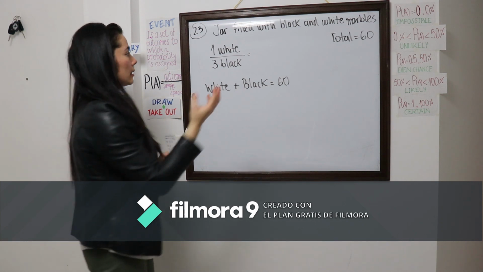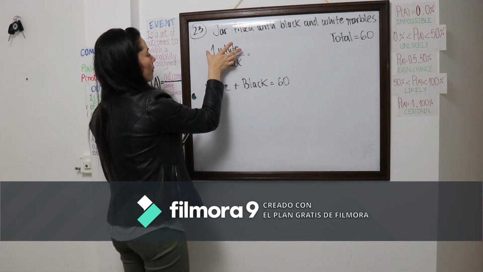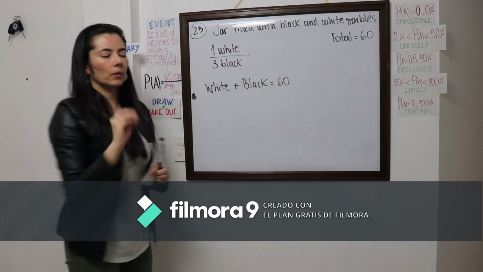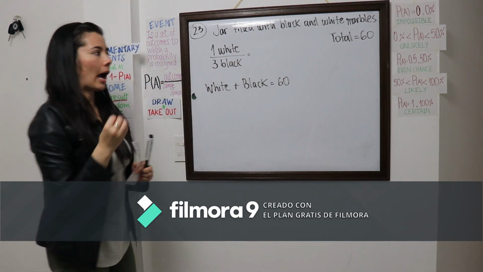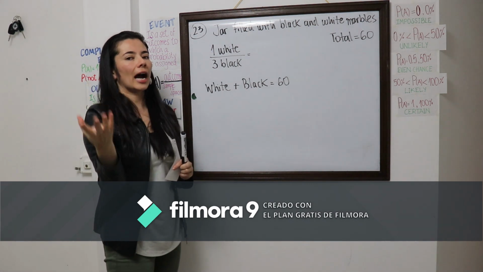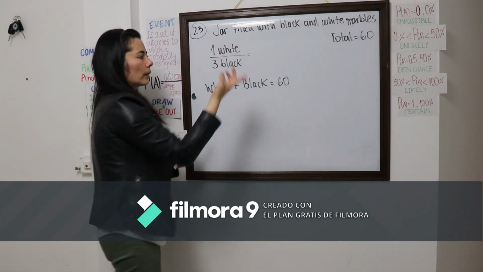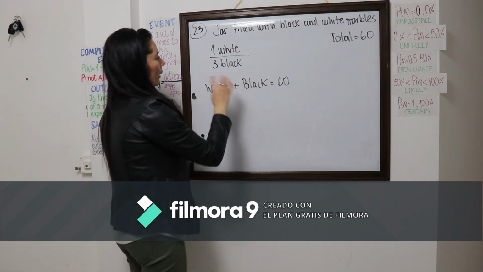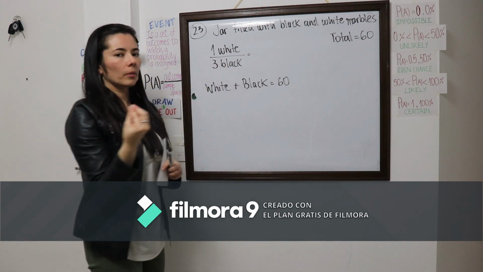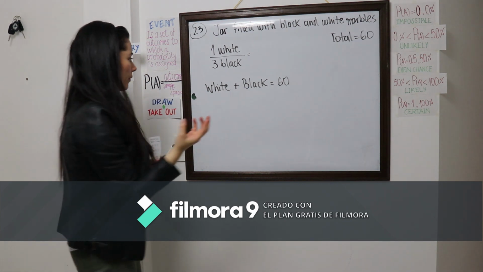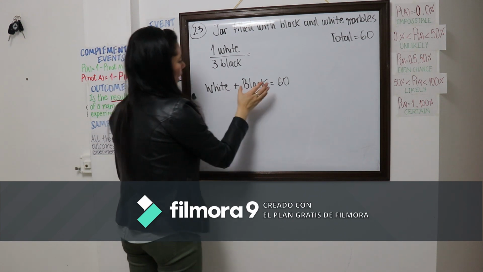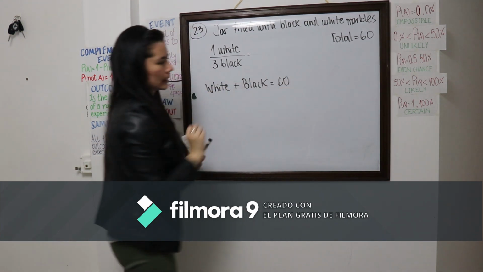And they tell us that for every white marble you have in the bag, you have 3 black marbles in the bag. How do we know that? Because it says 3 times more. So we can actually write it down as our ratio, okay? Now, they tell us, okay, how many black marbles do we have? If we know the addition of the amount of white marbles with the amount of black marbles gets me 60.